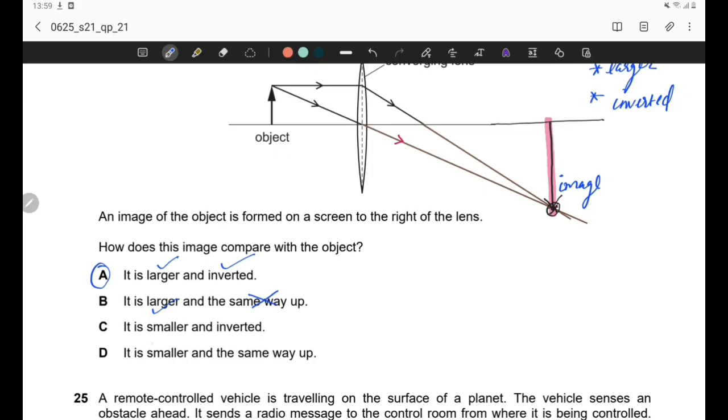Option C says it is smaller and inverted. It is inverted but it is larger, not smaller. Option D says it is smaller. Again, that is wrong. And the same way up. Both points about option D are wrong. Therefore, the correct answer is option A.